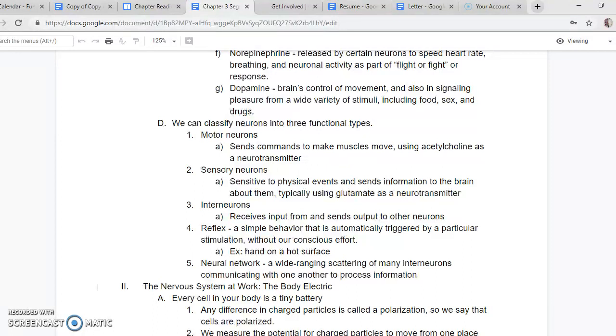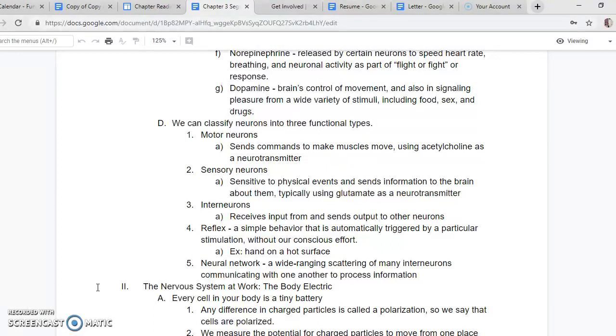So the sensory neurons detect the heat and release neurotransmitters onto interneurons in your spinal cord. These interneurons then relay the message to the motor neurons, and then the motor neurons release neurotransmitters onto a muscle in the arm, and they cause it to contract, moving your arm away from the hot surface.